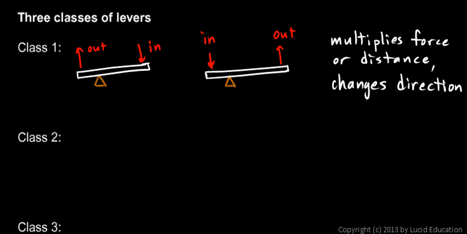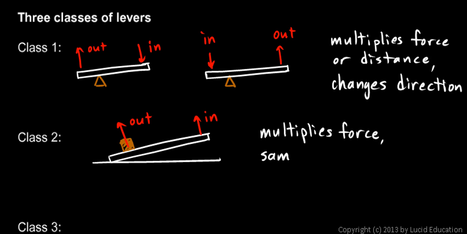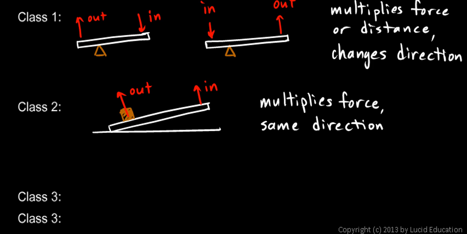A class 2 lever is the one where you have the board against the ground and you're lifting a mass, something like this. So you put in an input force here and you get an output force there. In this case, it multiplies the force. We get a larger output force than we put in. We can label these in and out, but the direction is the same. So that's a class 2 lever. We've multiplied the force, but we keep the direction the same. That's a class 2 lever.